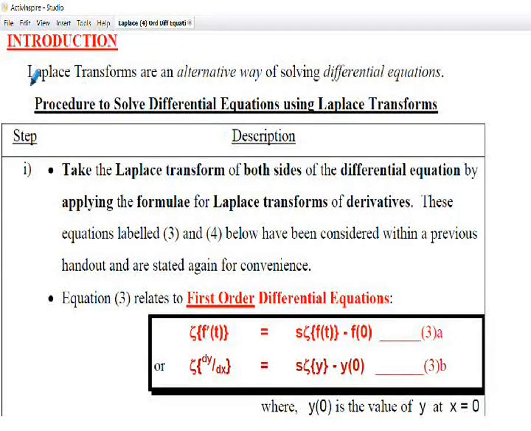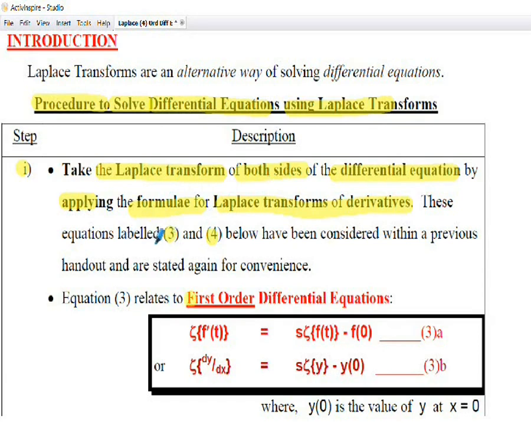Okay, we're going to outline the procedure here for solving differential equations using Laplace transforms. 4-step process here, 4 generic steps. So step 1, we're going to take Laplace transforms of both sides of the differential equation, whether it's a first or second order differential equation, by applying the formula for Laplace transforms of derivatives. These equations are labelled 3 below and 4 over the page, and we've derived them in a previous handout.